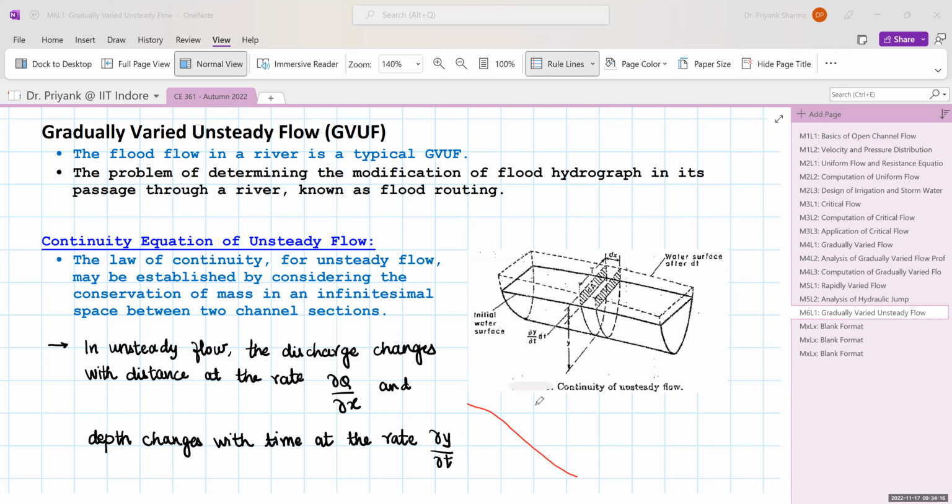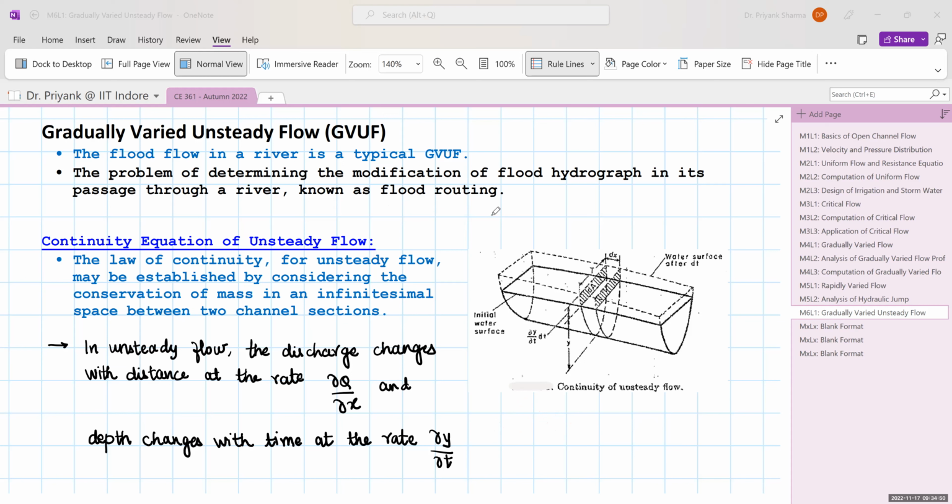So in a river reach, you have two locations. At location one, this is the hydrograph, and at location two, this is the hydrograph. If the same hydrograph travels, then you cannot control the flooding. So flood routing is a process wherein you try to control the flood hydrograph, so that you can minimize the flooding in the downstream areas. In the next lecture, we'll be focusing on flood routing in more detail. So this is a background to flood routing.